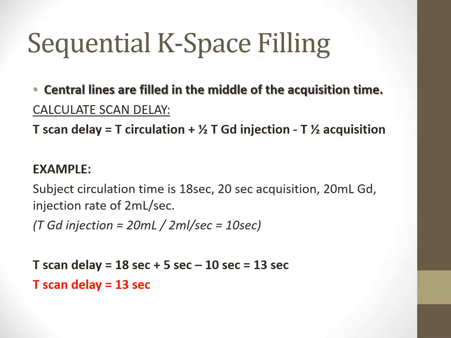This is an example that came from your textbook. Basically, our subject has a circulation time of 18 seconds. We have a 20-second acquisition time. We're injecting 20 milliliters of GAD at a rate of 2 milliliters a second. So if we fill in all those magic numbers, we can actually calculate that we need a scan delay for our patient of about 13 seconds if we're using this sequential K-space filling.